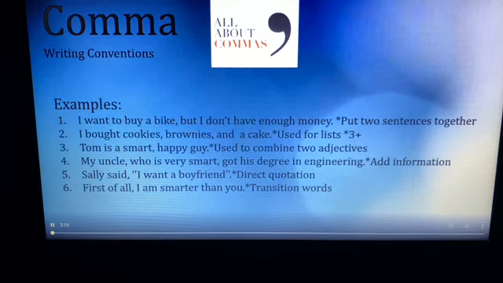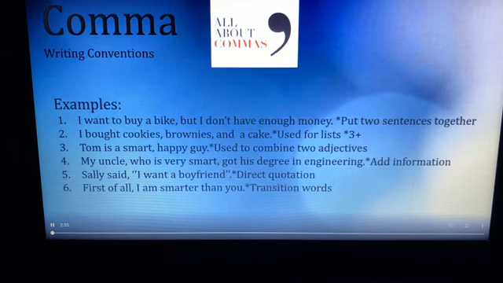The fourth is to add information. My uncle, comma, who is very smart, comma, got his degree in engineering. So those 2 commas are there to complement that he got his degree.